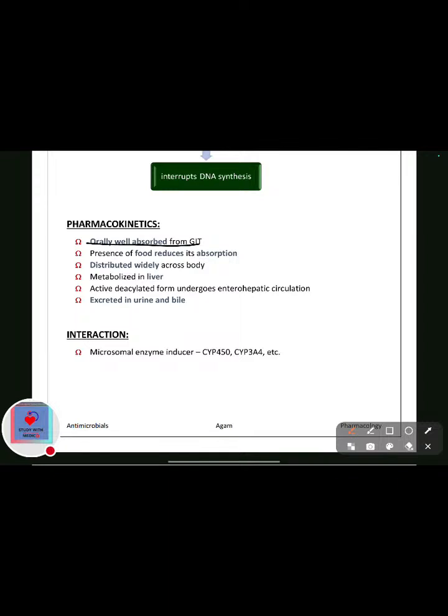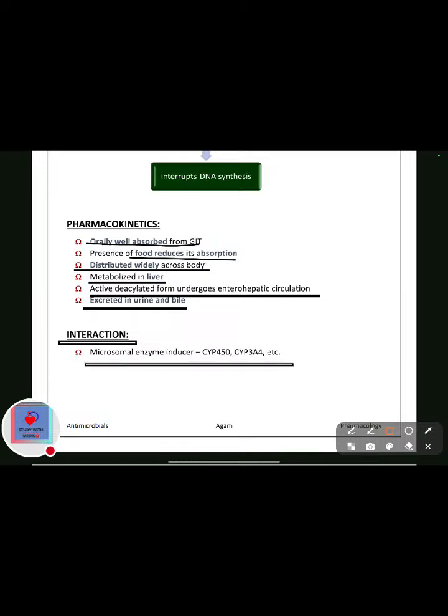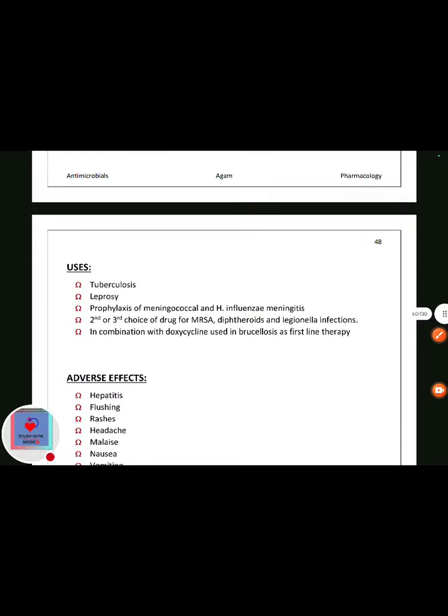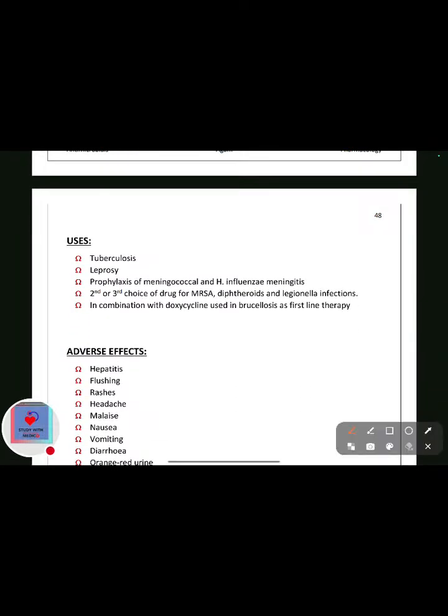Pharmacokinetics. It is orally well absorbed from the GIT, but food reduces its absorption. It is distributed widely across the body. It is metabolized by the liver, actively deacylated, and undergoes enterohepatic circulation. It is excreted in urine and bile. If you talk about interaction, it is a microsomal enzyme inducer of CYP450 or CYP3A4, etc.